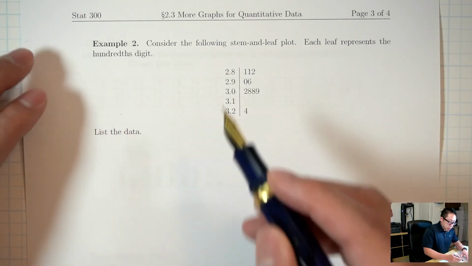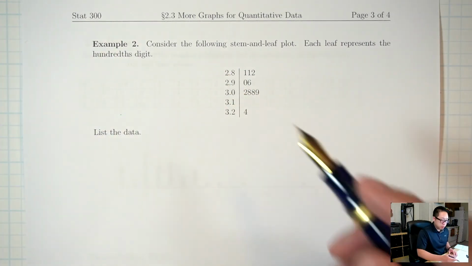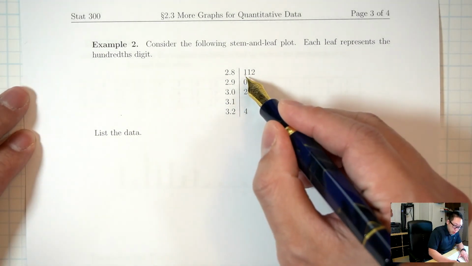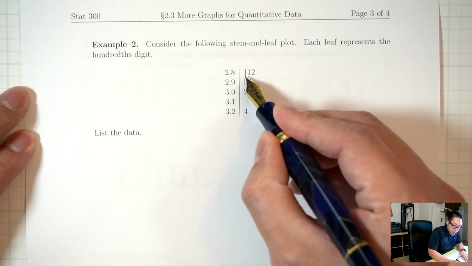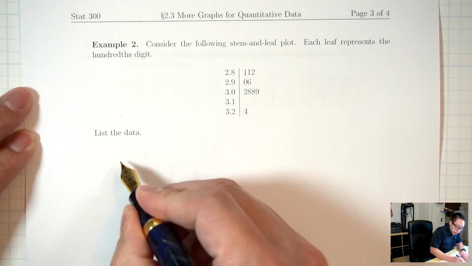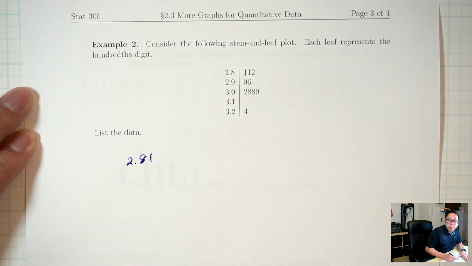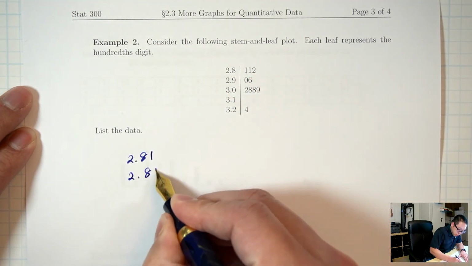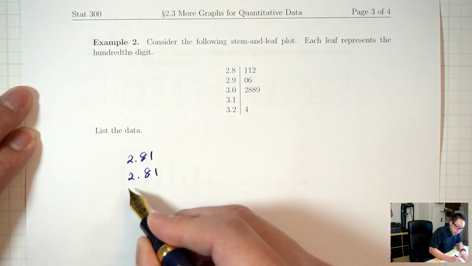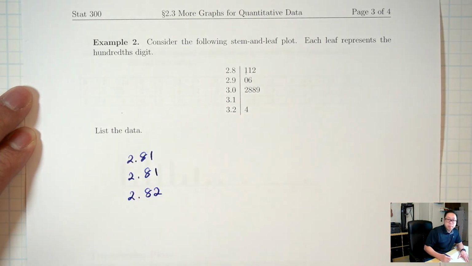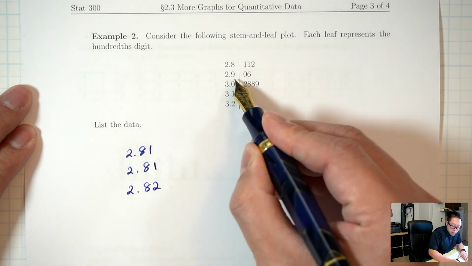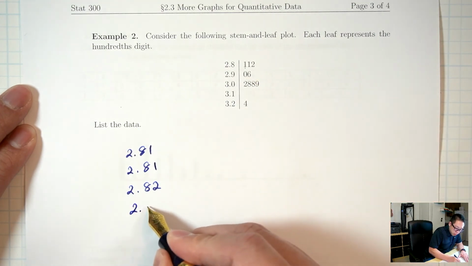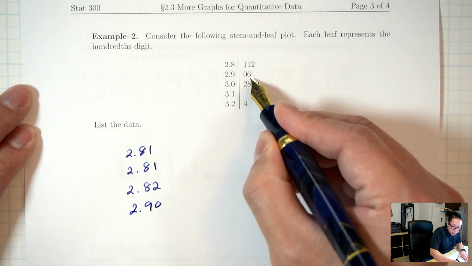So the stems, remember, are the first part of your number. The leaves, each of these leaves, are the very last digits. So for this first one, the stem is 2.8, so this first leaf will represent the number 2.81. The second one represents another 2.81. The 2 represents 2.82. Next we have a stem of 2.9, so that's going to be the first part of our number. The 0 represents 2.90. The 6 represents 2.96.